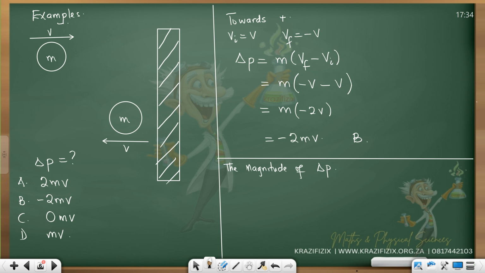The magnitude. Beautiful. The magnitude means, yes, you have an answer which is negative 2mv. When we have negative 2mv, the negative only tells us the direction. The 2mv tells us the magnitude. So in this case, our answer would be A. So please always pay attention. Read the question. If you didn't pay attention, you will get the questions wrong. Are we all good there? Everybody good? I'm glad we are understanding gradually.